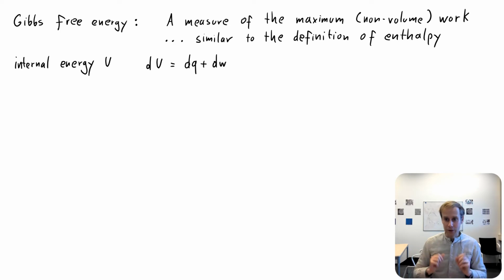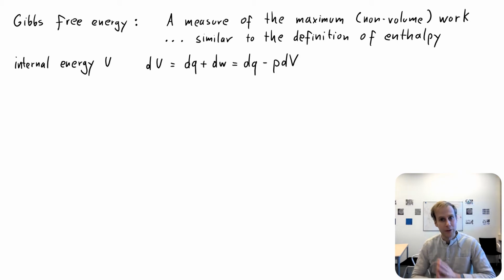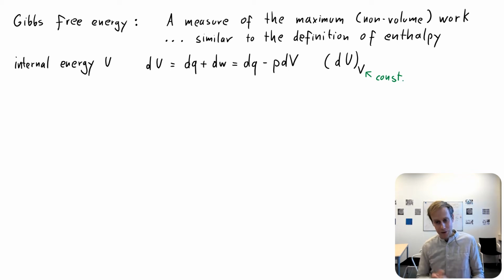Right? So let's consider a system that only does volume work for now. Then we express dW with minus pdV, as we have done before. So with this equation, we can now see that for a constant volume, which we indicate here with the index, the meaning of the internal energy change, dU, is simply the amount of heat that flows. Because when the volume is constant, then dV here is 0, and this entire term is 0, and only dq stays. Okay, so the meaning of an internal energy change at constant volume is the amount of heat that flows.